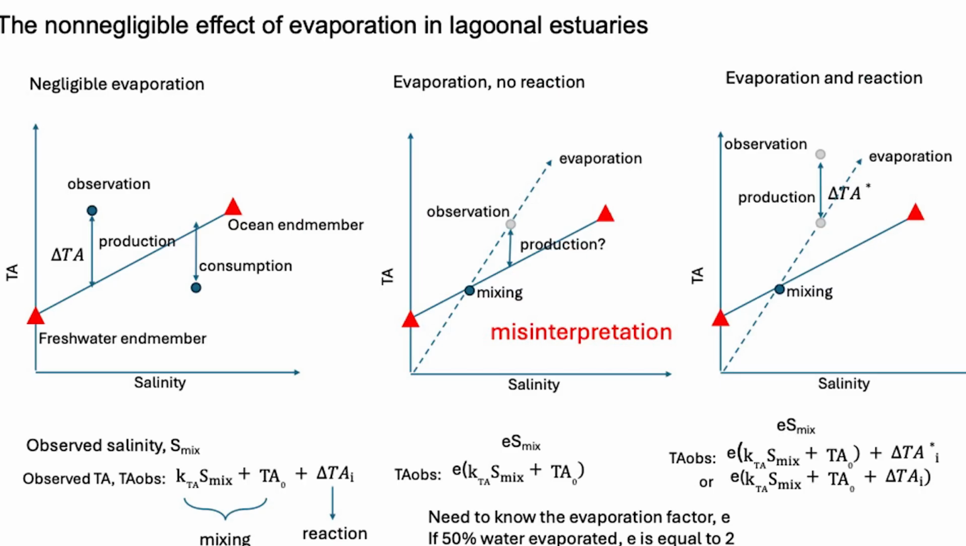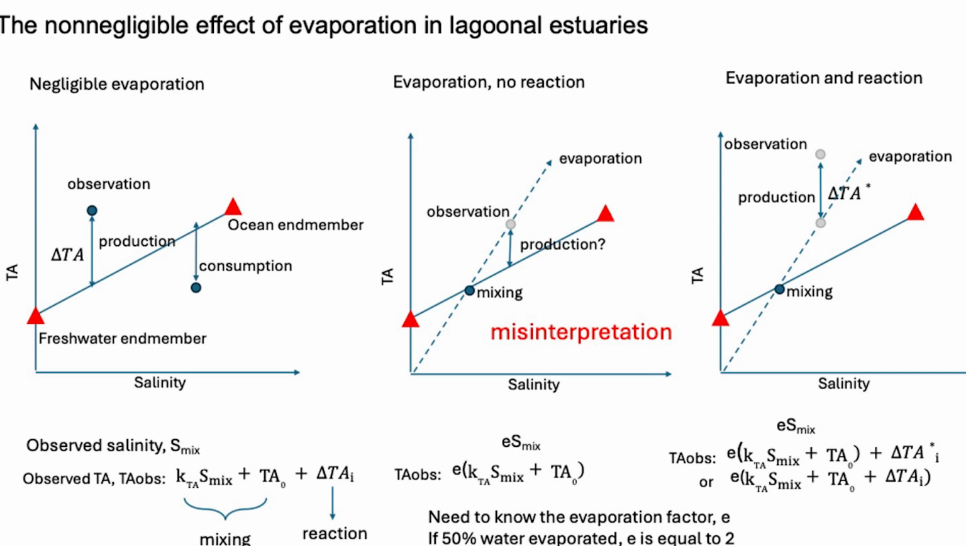My name is Hang Yin from Texas A&M Corpus Christi. So I'm going to talk about the evaporation effect in lagoonal estuaries. This discussion is driven by the observation that sometimes you measure the salinity, you will find that salinity can be very high, up to 60 or 70. That is due to evaporation, and also the evaporation will affect our interpretation about the other parameters.